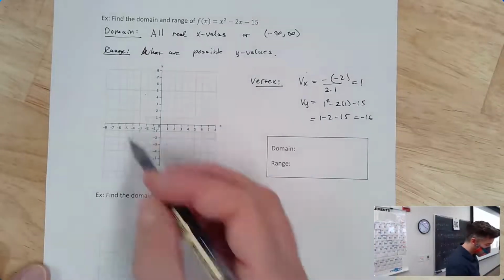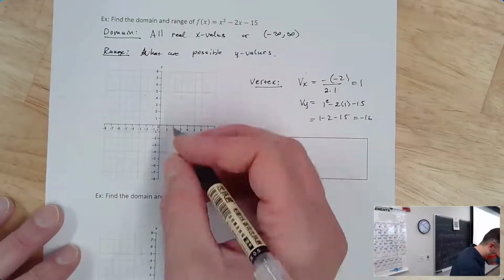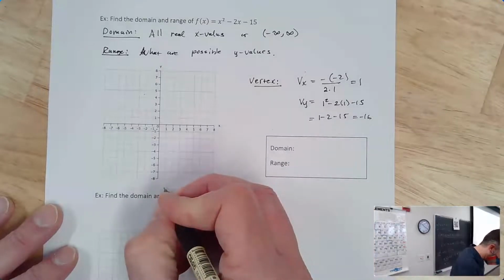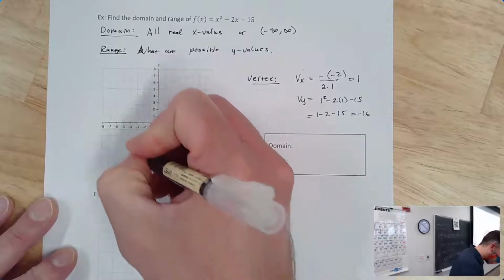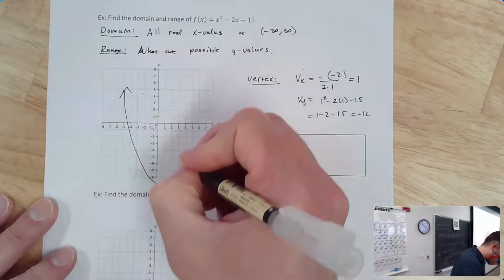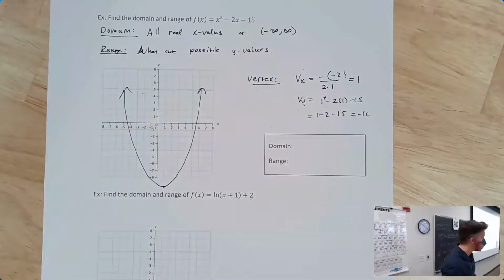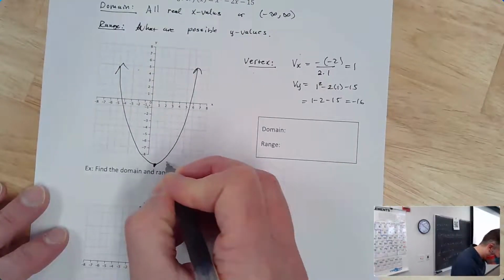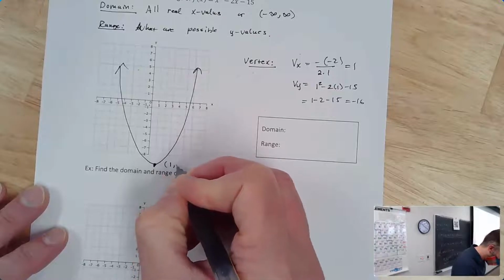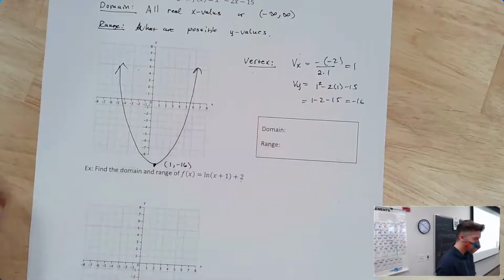So I also didn't give myself a very good setup here. I know my vertex is at 1, negative 16, which I'm going to draw down here, not very accurately. And then it's going to look something like this. This is not a good drawing of this parabola. All right. There's my lowest point at 1, negative 16.